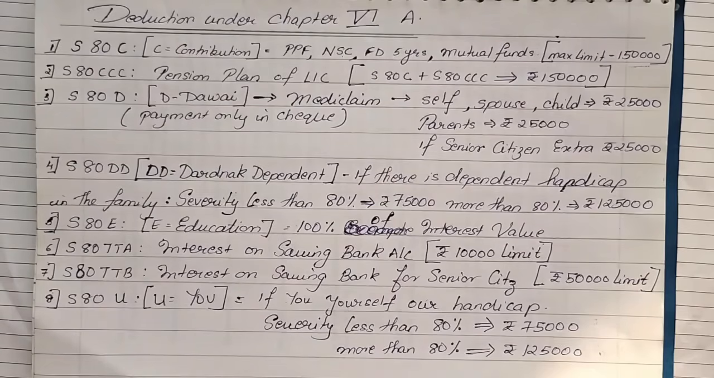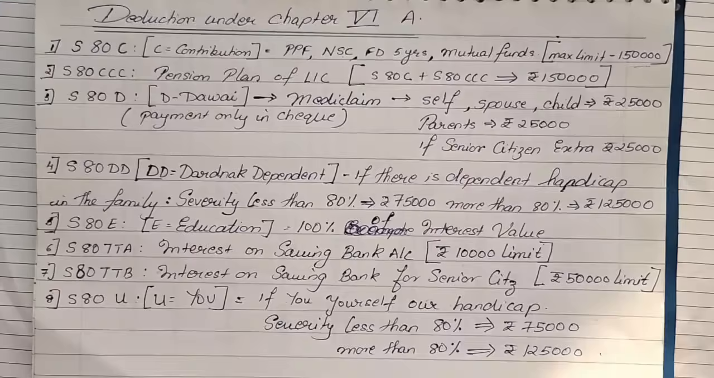80CC is for contribution. D is for Dawai mediclaim. Double D is Darnak dependent. E is education, TTA, B is saving account interest. One is for normal, one is for senior citizen, and U is for you yourself. If you are a handicap, then you can get that particular deduction.